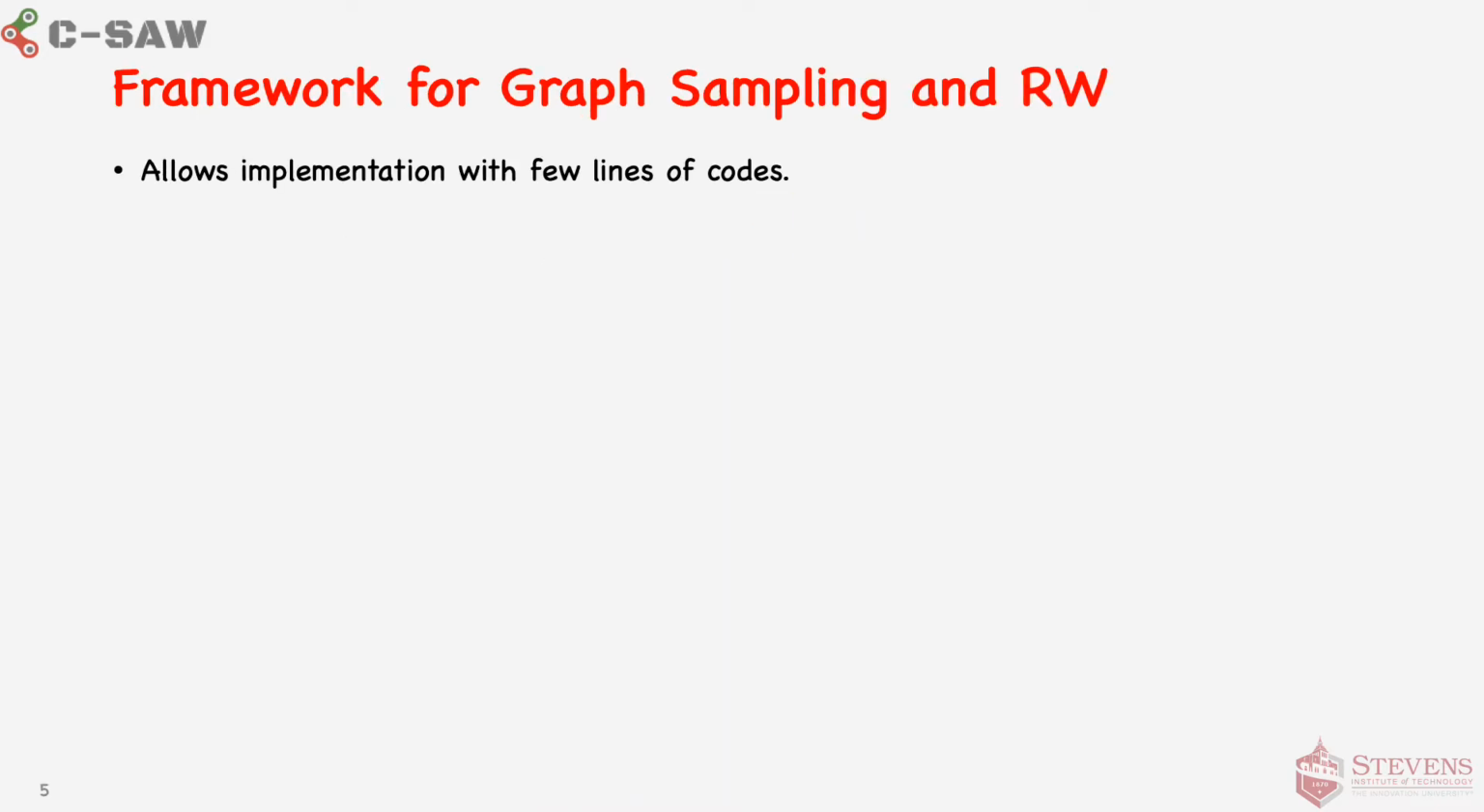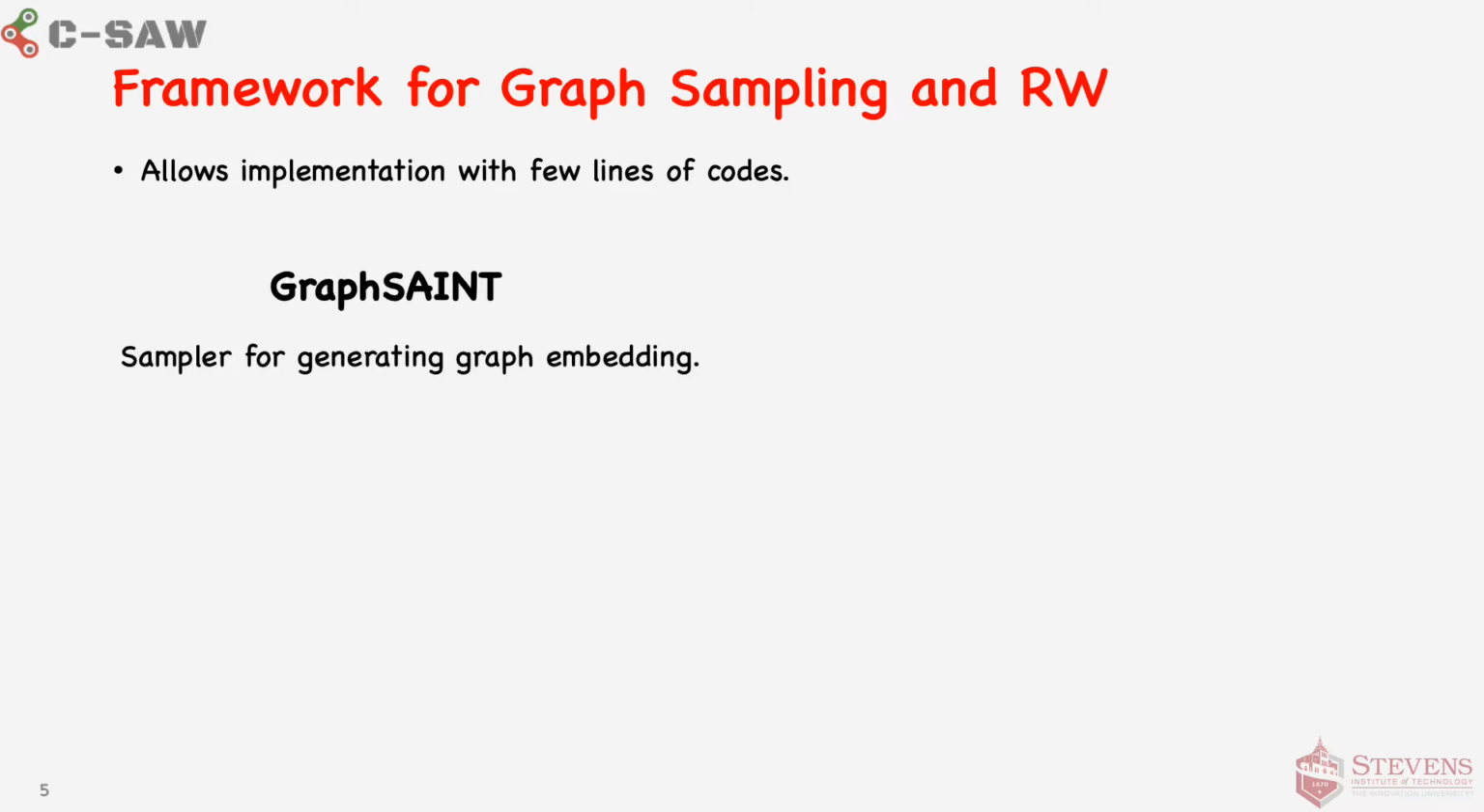Now we have a background on how sampling or random walk is performed, but there are a lot of variations of these algorithms. If we have a framework, it will allow us to implement sampling and random walk algorithms with just a few lines of code without any headache. Frameworks can be very handy if we want to implement different algorithms. Let's have an overview of available frameworks for sampling and random walk algorithms.